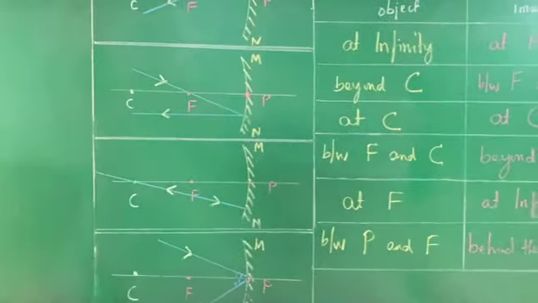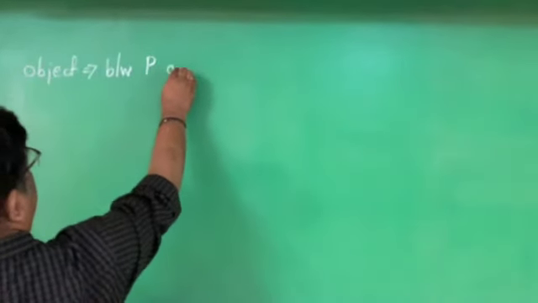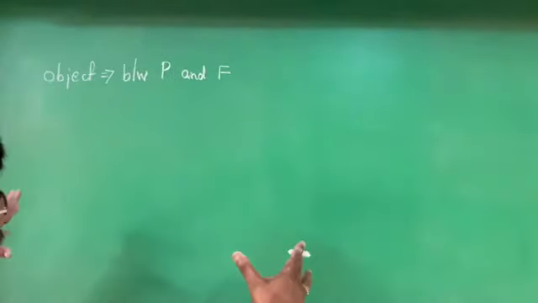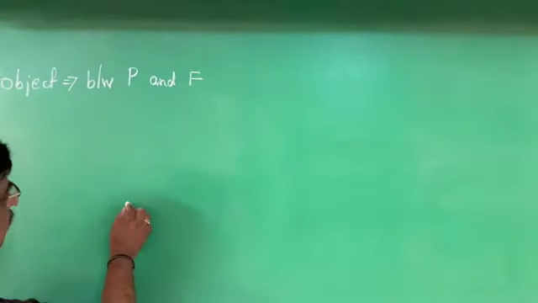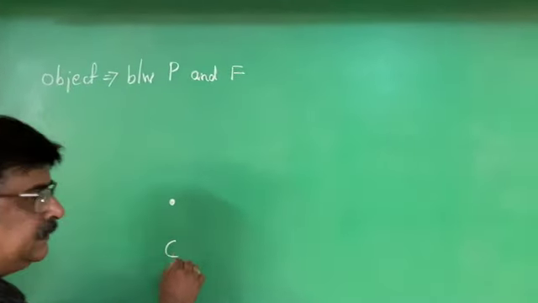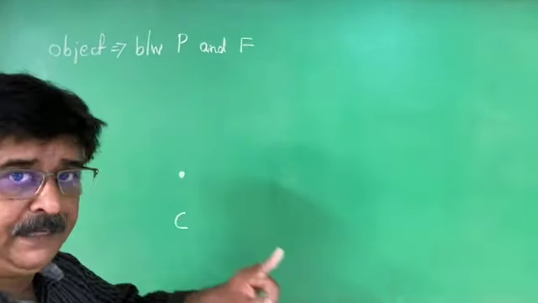Right. Now we start. The condition: the object is placed between P and F. Now I should get the space behind the mirror. Therefore, I write somewhere here. See, the first step is to mark a point. Consider that as C. C is what? Center of curvature. Now, you have to write along with me.